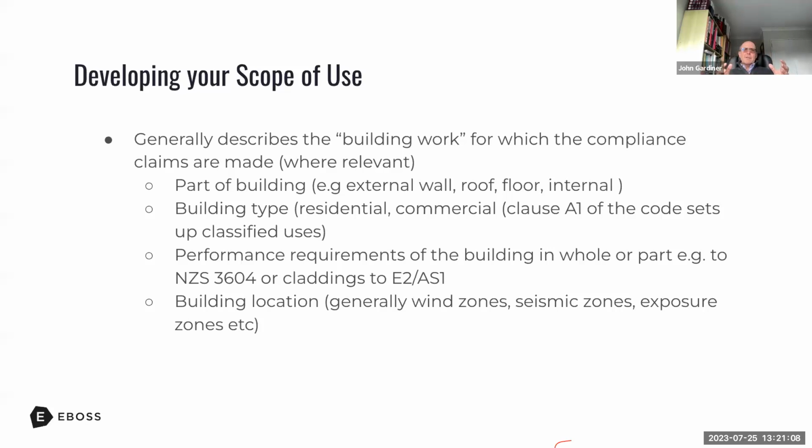So working through the scope of use can be quite an important framework that you need to work through. One piece of advice I've got is if you look at some of the established compliance information out there, say through CodeMark certificates or BRANZ appraisals, they often have a very narrow scope. Particularly if they're using things like 3604 and E2/AS1, they don't really cover some of the medium density type buildings. So describing a scope, there are some quite important commercial decisions there. You need to match up also with the availability of evidence to support your claims. Thanks, Matt.